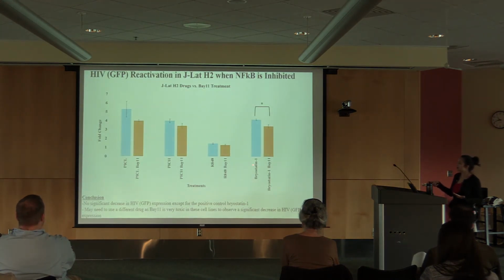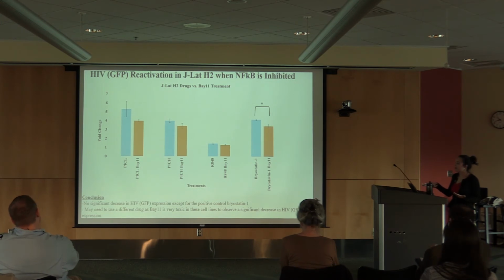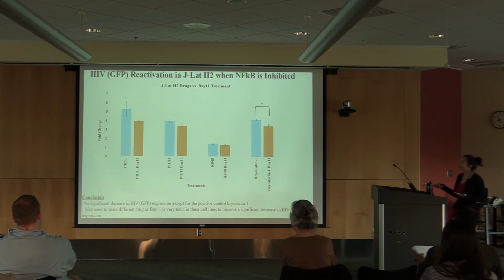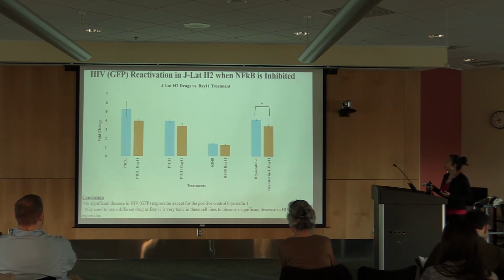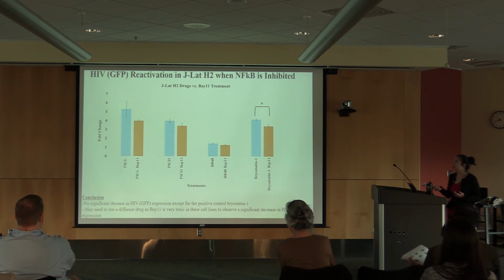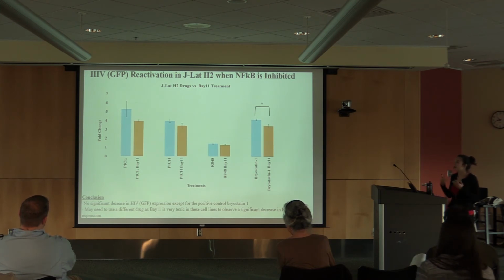So again, we're looking at flow cytometry. My orange treatments are the ones that have Bay11, that are targeting NF-kappa B and inhibiting it. Again, we're looking at fold change, and this is in JLAT H2s over 24 hours. There is a significant reduction in the bryostatin Bay11 treatment. Unfortunately, we did not see significant reduction in the poly-IC treatments, but if you look at the overall trend, there is a decrease with the Bay11 treatments.